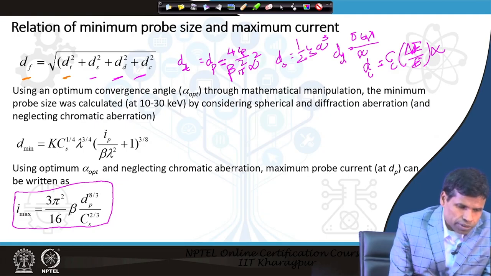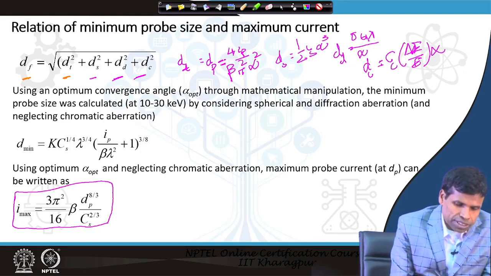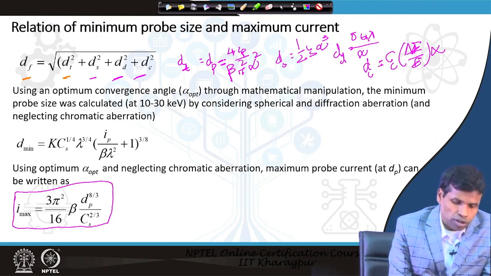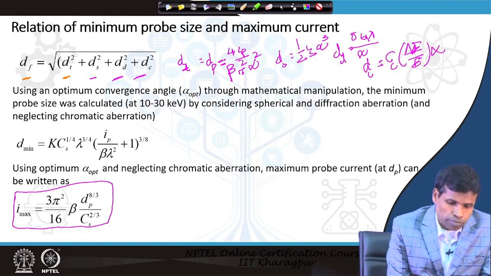Similarly, the probe diameter can be changed by the condenser lens. If the strength of the condenser lens is less, then the probe diameter will be more. Similarly, the second is the brightness. If the brightness is more, then I max will be more. Brightness can be controlled by the type of gun we use, and also when we go for a higher acceleration voltage, our brightness will be more.